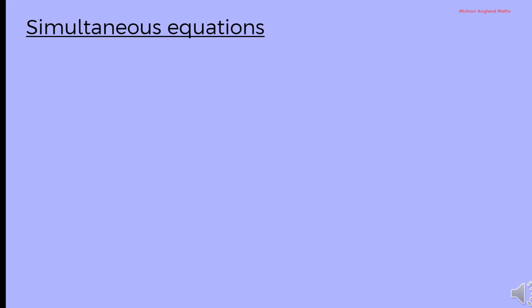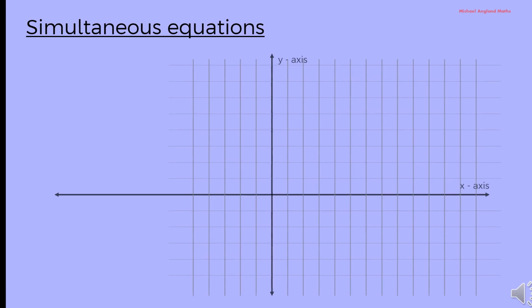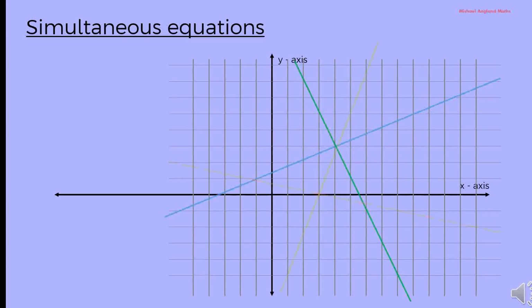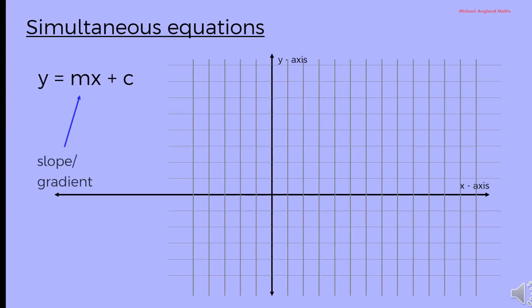So, first of all, what we're doing here is we're working with simple straight lines. A line in mathematics, when we graph it, has the equation y equals mx plus c, where m represents the slope or the gradient of the line and c represents the y-intercept, the point on the vertical axis where it crosses, the x-axis being the horizontal axis and the y-axis being the vertical axis.